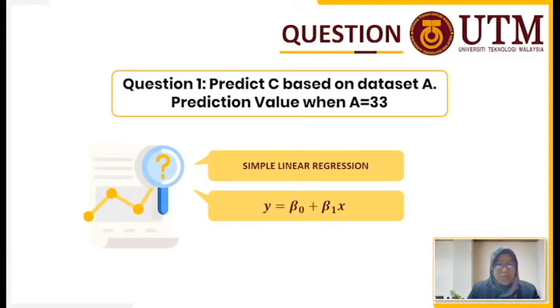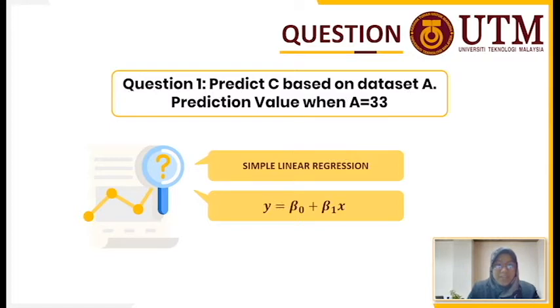Question 1 required us to predict the value of C from the dataset A when given the value of A equals 33. So from this question, we can analyze that the variable used to predict the value of C is 1, and we can use a simple linear regression to predict the value.